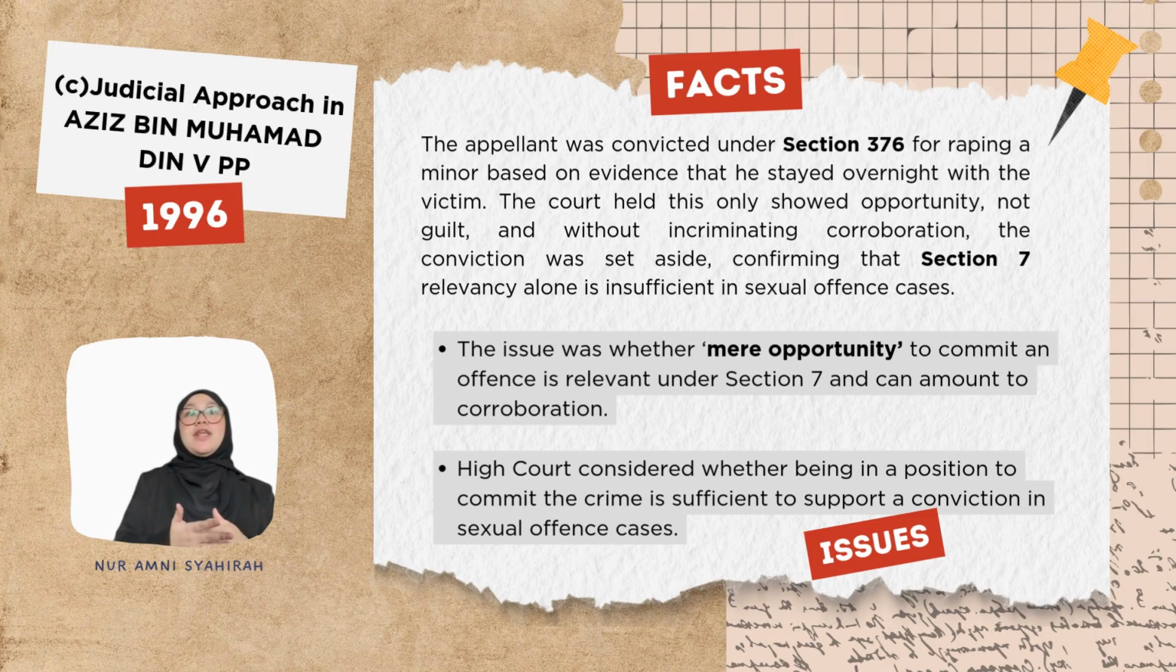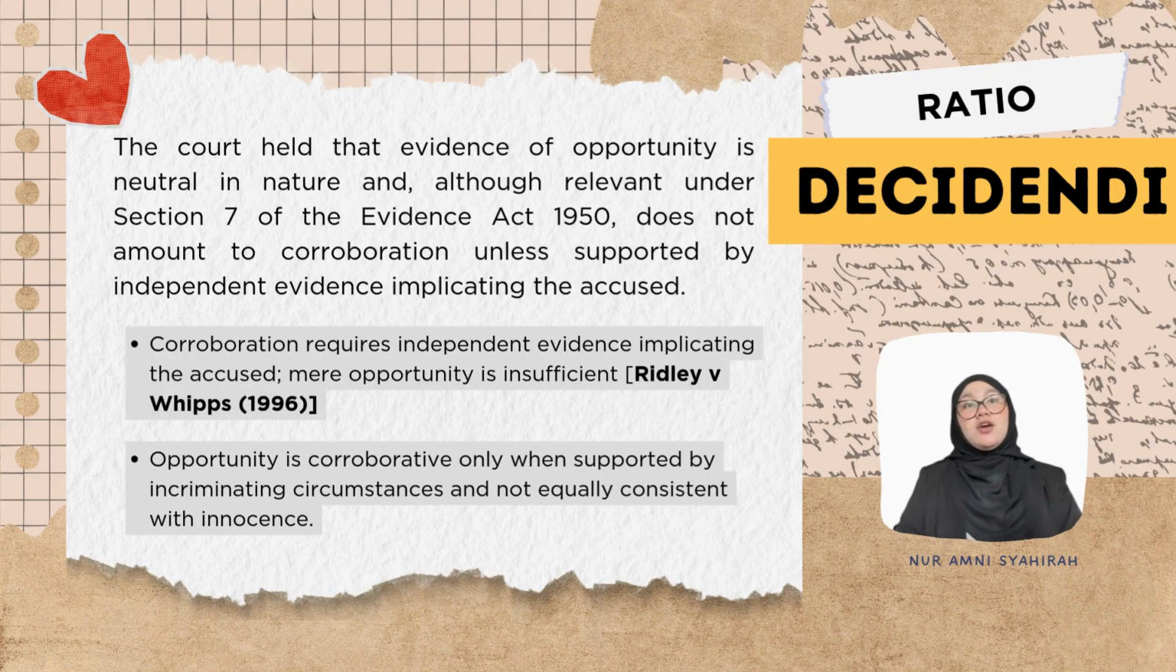So the High Court considered whether being in a position to commit a crime is sufficient to support a conviction in sexual offence cases. So for the rationale, the court held that evidence of opportunity is neutral in nature and, although relevant under Section 7 of the Evidence Act 1950, it does not amount to corroboration unless supported by independent evidence implicating the accused. So corroboration requires independent evidence implicating the accused. Mere opportunity is insufficient as per the case of Rosle against Whips. In addition, opportunity is corroborative only when supported by incriminating circumstances and not equally consistent with innocence.